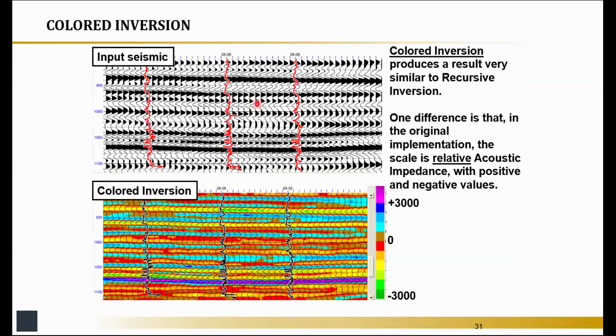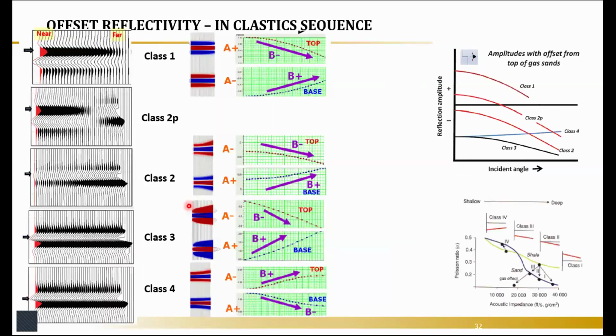This is a colored inversion, which gives some relative acoustic impedance, different from the first one, which is absolute acoustic impedance, but it also gives you some details. You can see some amplitude which stops here and becomes lower amplitude here. And you also see this part here, which corresponds to the gas zone of the reservoir. So you can track these properties from the seismic data.